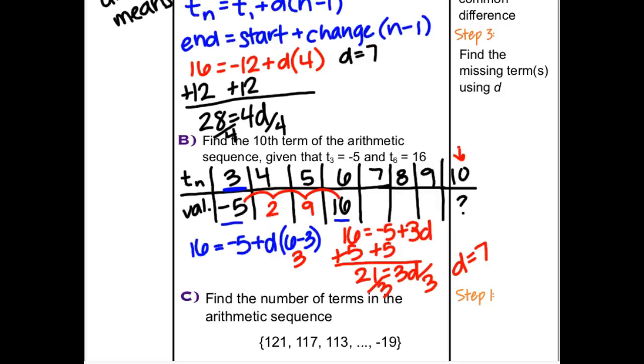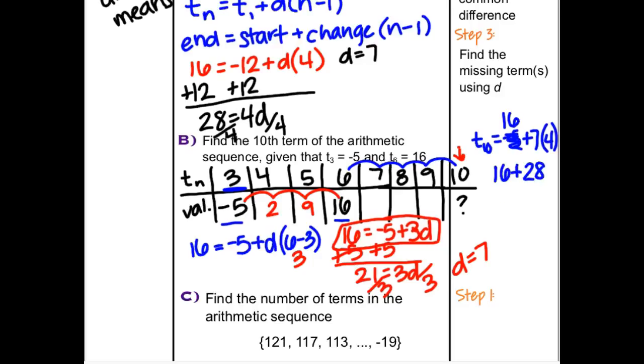So now we go back to our explicit formula, except we don't have 16. We want to find term 10, and our first term we're looking at is -5. But remember, we want to apply the common difference 1, 2, 3, 4 times. So now, instead of -5, we're actually going to use 16 as our starting point, plus our common difference of 7 times 1, 2, 3, 4 times. So we have 16 plus 28, and 16 plus 28 is 43. So this should be our number.